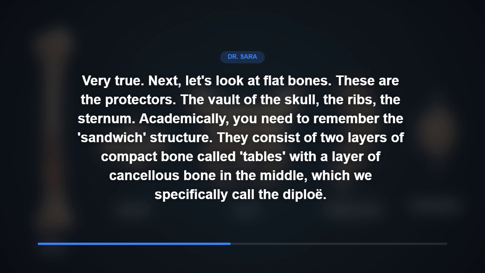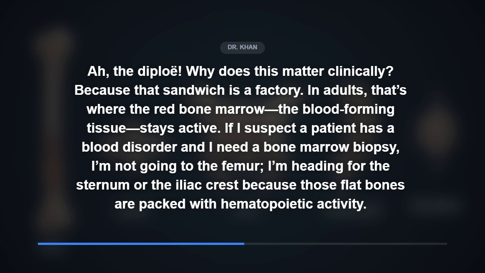Very true. Next, let's look at flat bones. These are the protectors, the vault of the skull, the ribs, the sternum. Academically, you need to remember the sandwich structure. They consist of 2 layers of compact bone called tables with a layer of cancellous bone in the middle, which we specifically call the diploe.